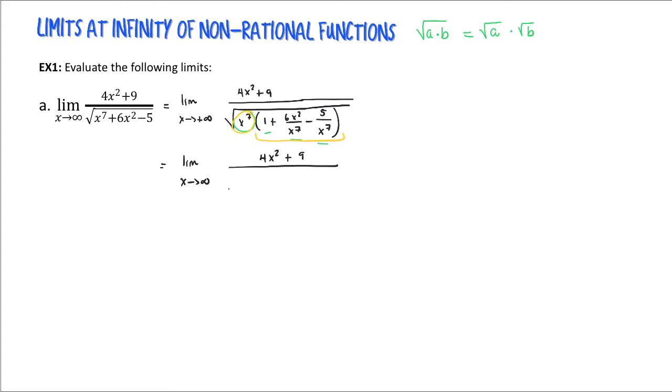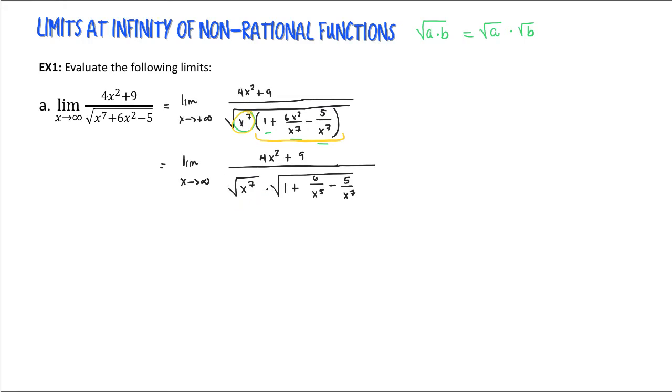So then this is going to be equal to the square root of x to the 7th times the square root of 1 plus, and I will now simplify 6x squared over x to the 7th. That will be 6 divided by x to the 5th minus 5 over x to the 7th. Let's look at the limit here. As x goes to positive infinity, the square root of x to the 7th is beautifully defined. That means that if x is going to positive infinity, all of these x values over here are going to be positive. So x to the 7th will be positive. My square root is beautifully defined.